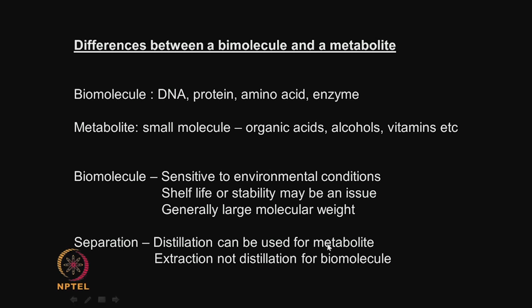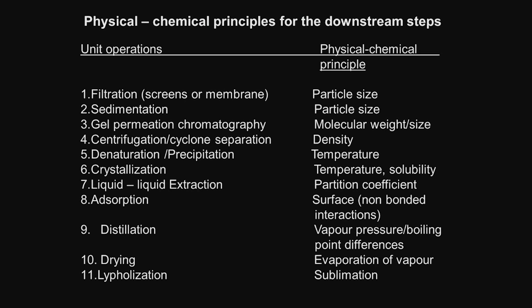So, for metabolites we can use distillation to separate, like ethanol, acetic acid, whereas if I am having a biomolecule, they are very temperature sensitive, thermally labile. So, we have to resort to extraction and not distillation. So, that is the difference between a biomolecule and a metabolite. There are many principles by which each of the downstream steps works, and the next two slides show them.